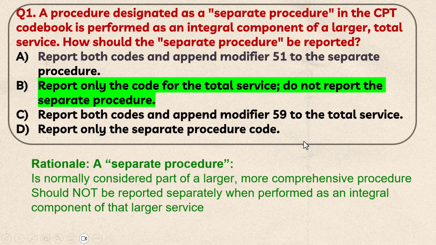Think the answer. The correct answer is B. Report only the code for the total service. Do not report the separate procedure. So a separate procedure is normally considered a part of a larger, more comprehensive procedure, and should not be reported separately when performed as an integral component of a larger service.